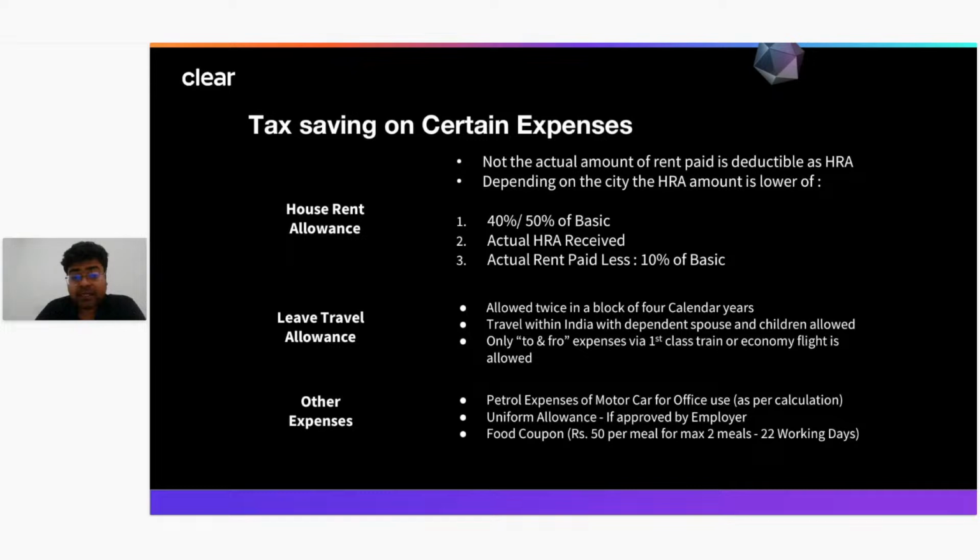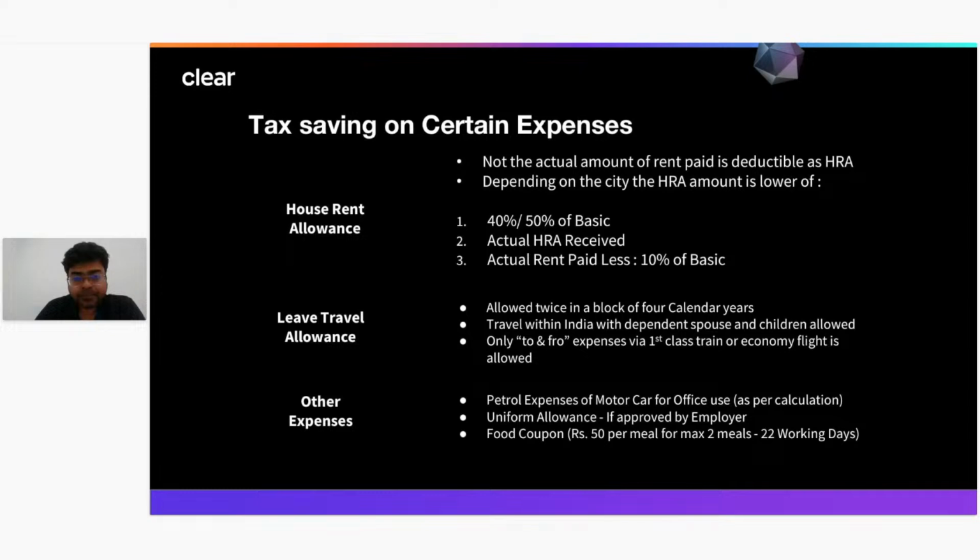Thirdly, only to-and-fro expenses, either via train or via economy flight, can be deducted. If you are traveling via car or bus, those deductions are not really available. Only train and plane. If you are traveling via train, then make sure you are traveling either AC 3 tier or 2 tier or AC first class. If you are traveling via flight, then make a note that only economy flights are eligible. The proofs for these purposes can be the ticket, or if you are traveling by plane, then ticket and boarding pass as well.